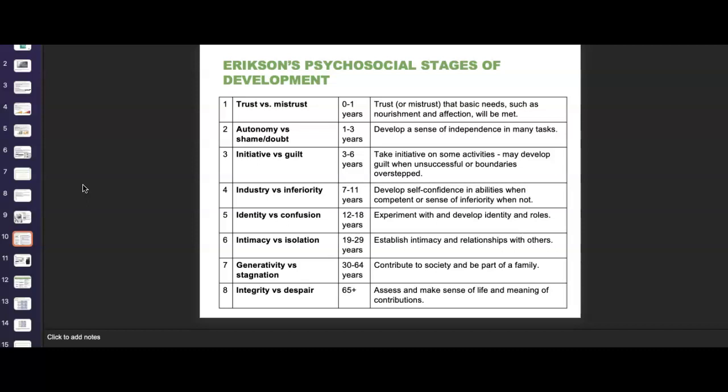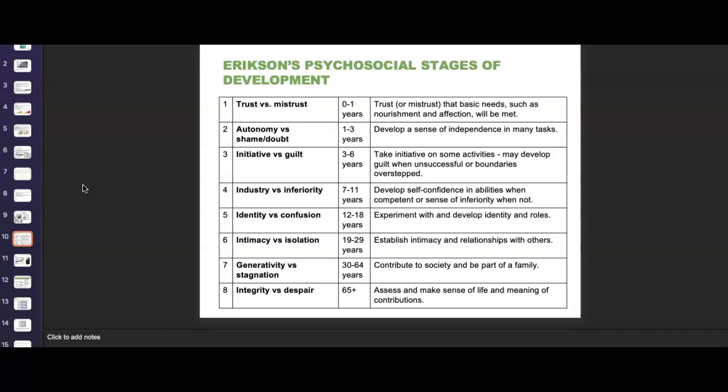Stage 7 is generativity versus stagnation. This is where you begin to contribute to society and be part of a family. Many of you might be having your own families. You may be in the workforce, contributing to society and engaging in different behaviors.